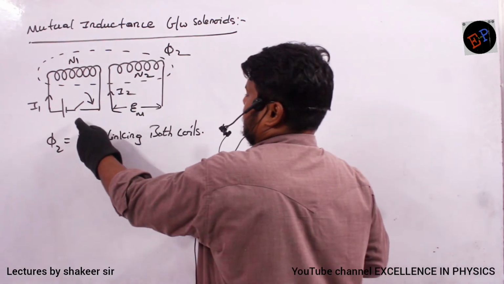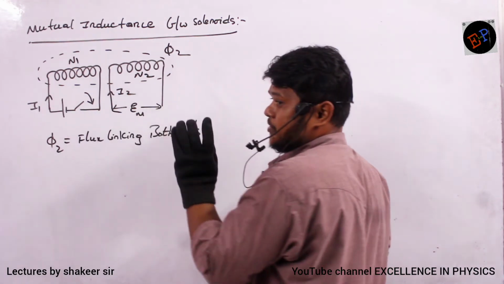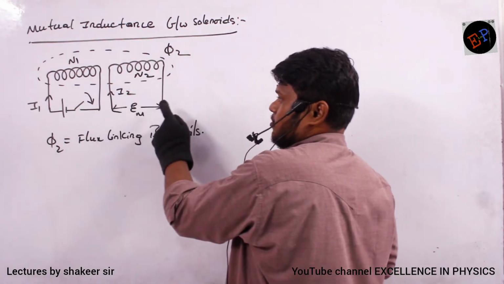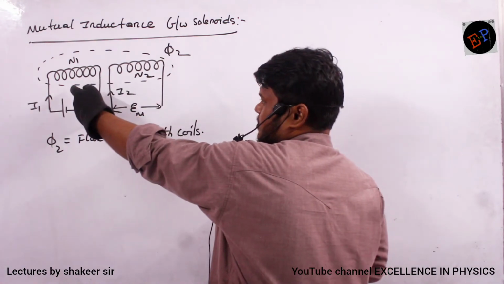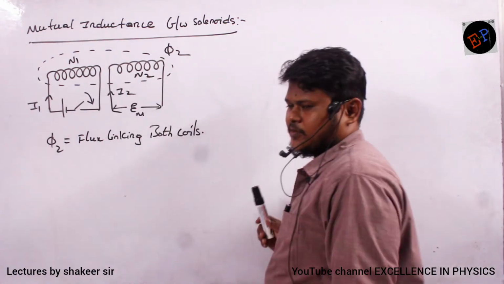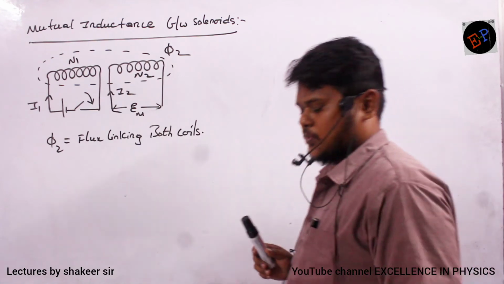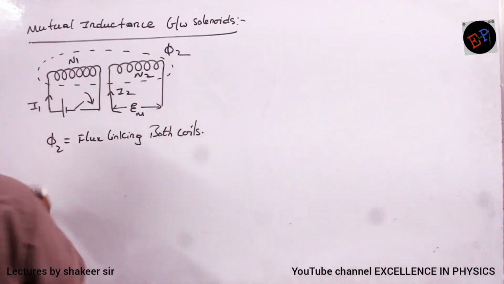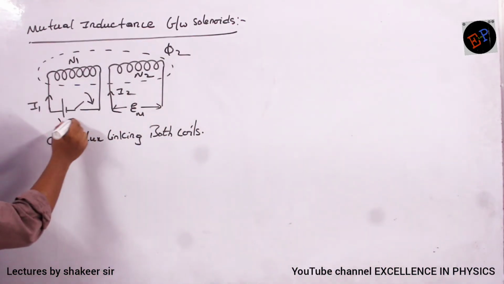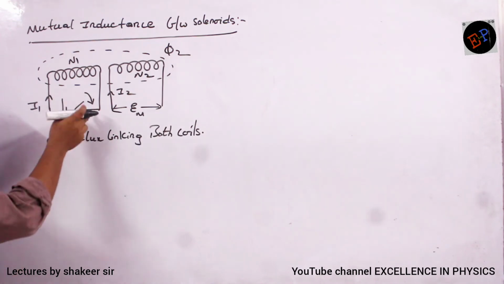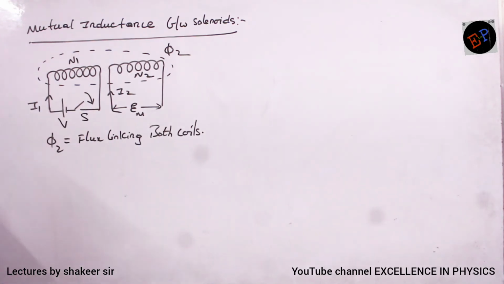Here we are placing two coils side by side. This is the first coil, this is the second coil. The number of turns of this coil is N1, the number of turns in the second coil is N2. Now what I am doing: here there is a battery and here there is a switch. If I close the switch, what happens? Current starts flowing, no? So let I1 be the current which is flowing.